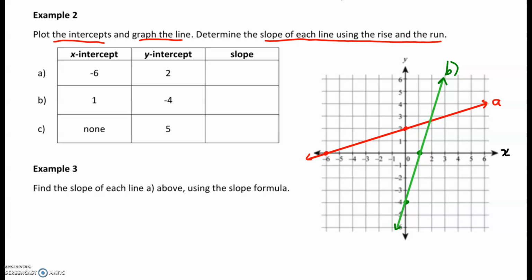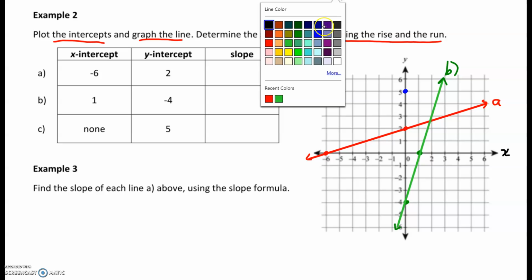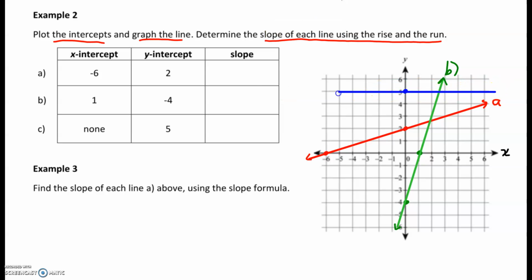Okay, the last line doesn't have an x-intercept, but it does have a y-intercept of 5. So if I only have a y-intercept, that tells me that I have a horizontal line going through the y-axis at 5. Okay, and we will put arrows on the ends, and we'll label that as C.